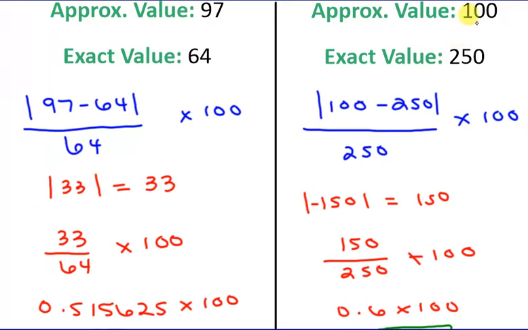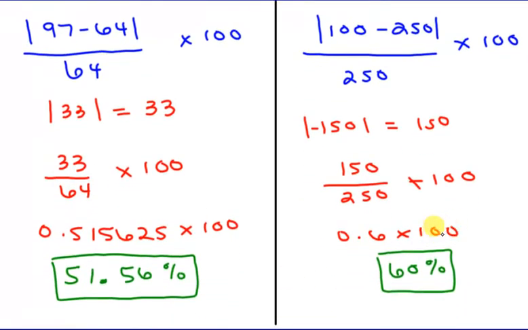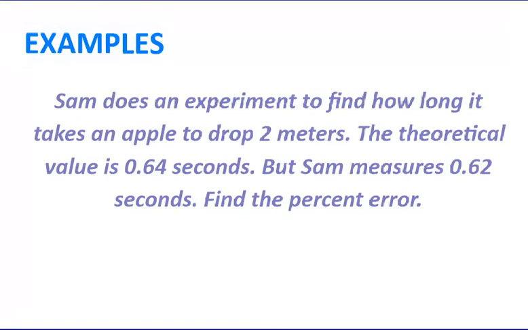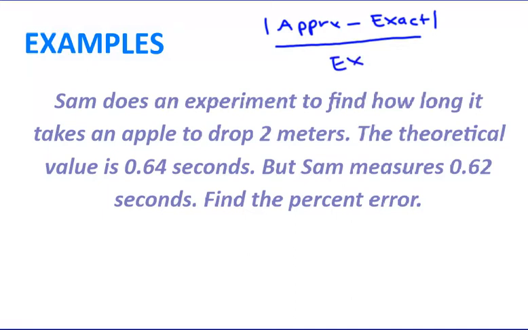Now, over here, we had our approximate value 100 minus 250. That's going to give us negative 150, the absolute value of that. So 150 over 250 is 0.6. And when you do 0.6 times 100, which makes it a percent, you get 60%. All right, so let's look at some actual situations here. And remember that we're going to use the approximate minus the exact over the exact, and then all that times 100.